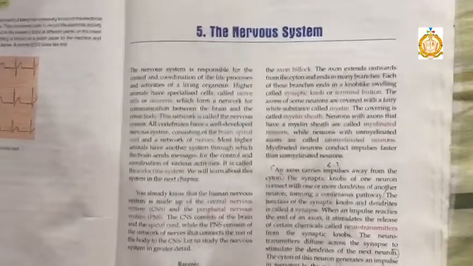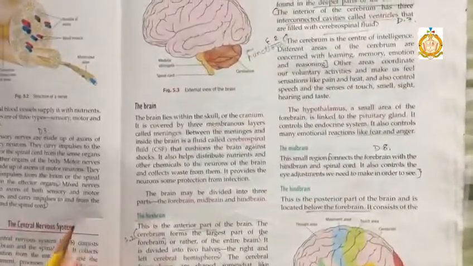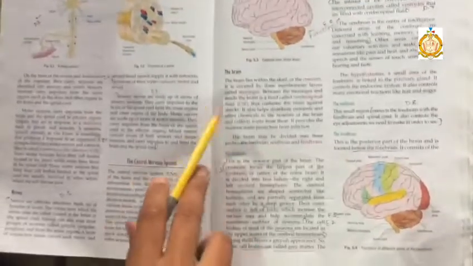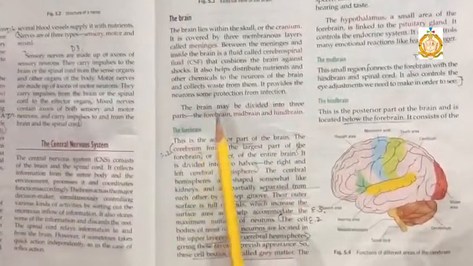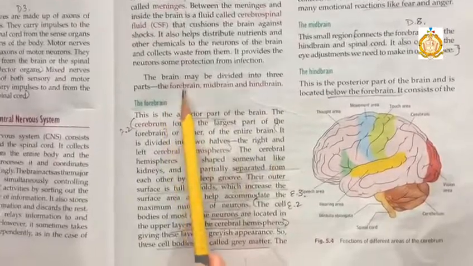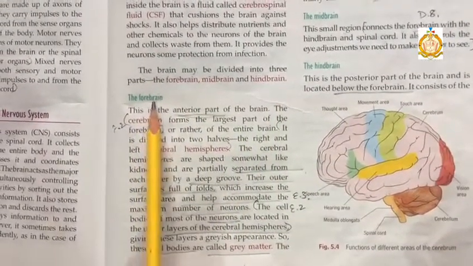In the last video we had discussed the neurons, the structure of neurons, as well as the central nervous system. About the brain part we had discussed that the cerebrospinal fluid is present, and today we are going to discuss the three parts of the brain. The brain is divided into three parts: forebrain, midbrain and hindbrain. Now the first part is known as the forebrain.